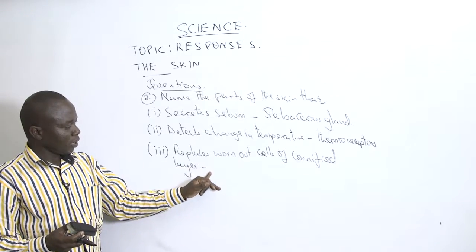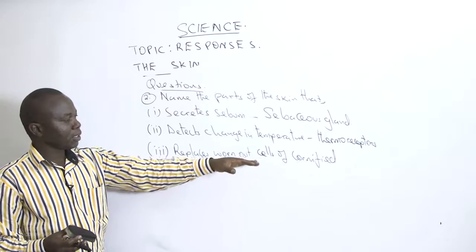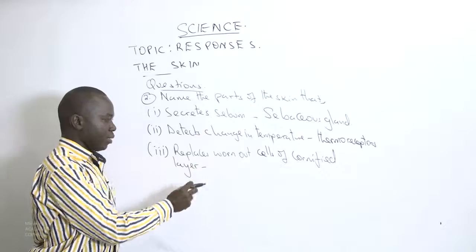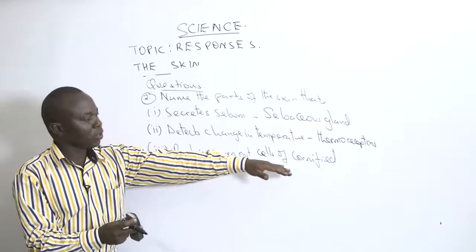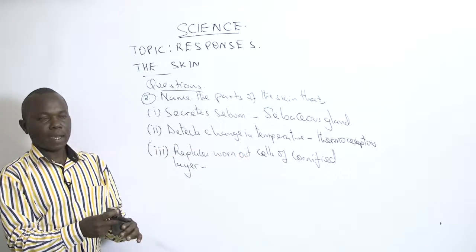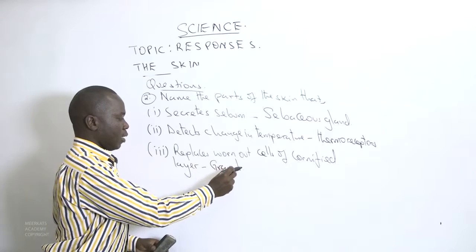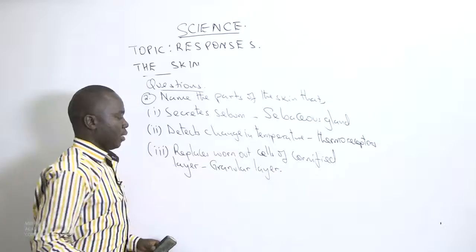So what is that structure under the skin that replaces those cells? If you go back to your diagram again, the layer that's just next to the cornified layer is the granular layer.